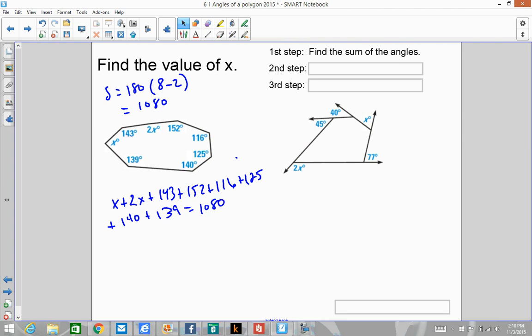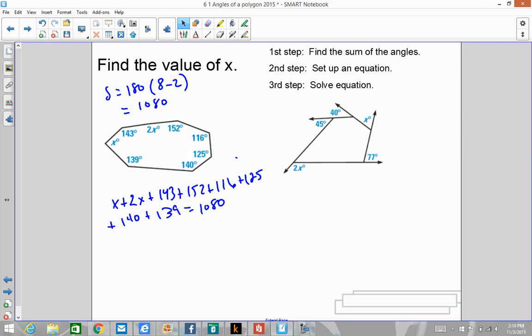So the first step was to find the sum of the angles, which we did. The second step is to set up an equation: all those angles add up and equal that sum, and then solve the equation.